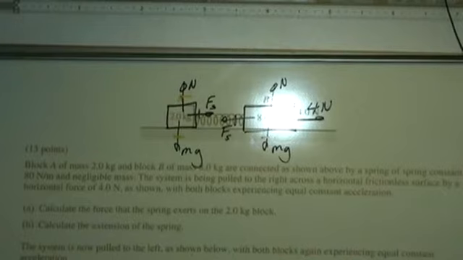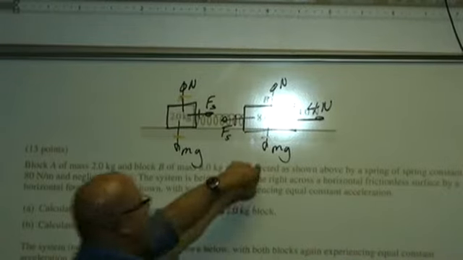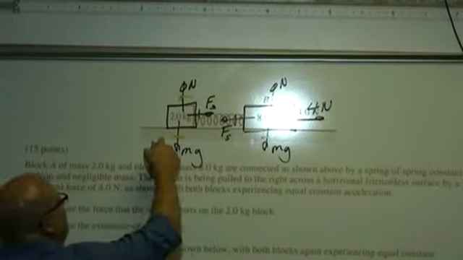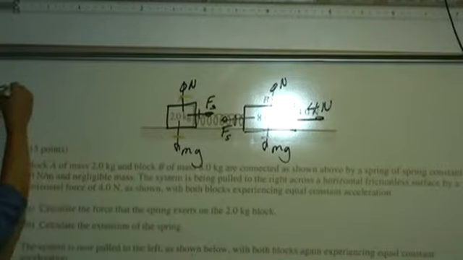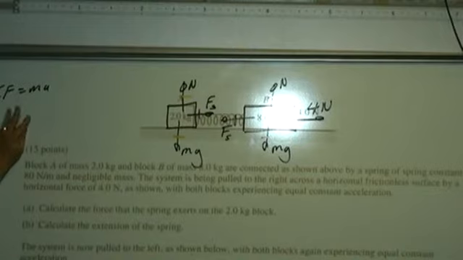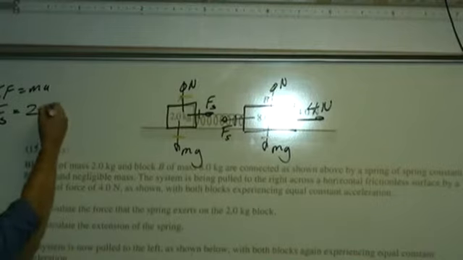For which one? That one or that one? You're gonna need both. Okay, if we set up this one, we get F equals MA. So tell me, what does it look like? Build it for me. Well, N plus F sub S equals M A, 2 kilograms times A. This is your force, right?